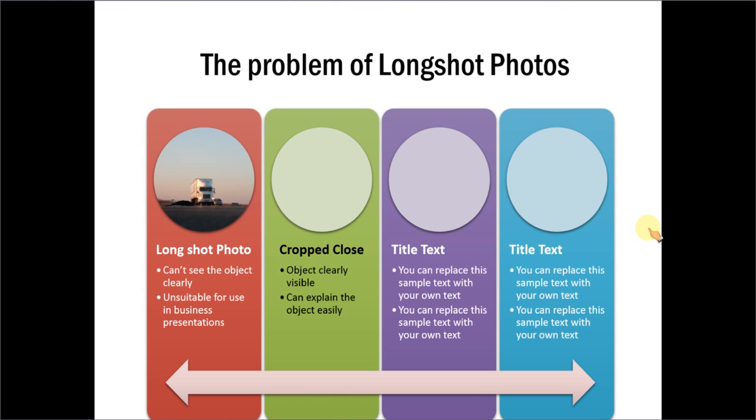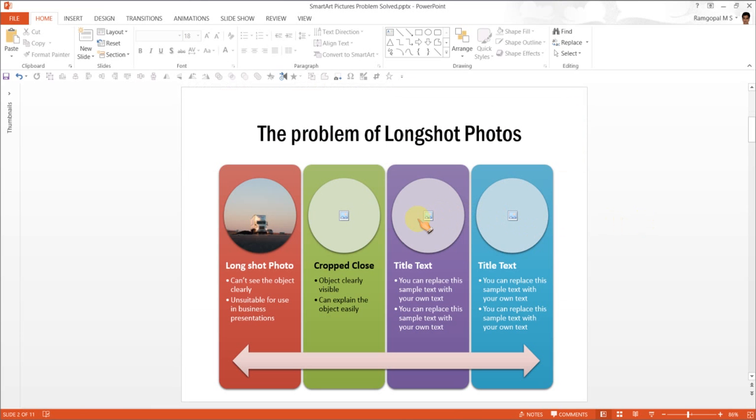Let us take an example of this commonly used picture-based SmartArt diagram called continuous picture list. If you see this diagram, the picture placeholders are circular in shape, and if you were to include a long shot picture into these picture placeholders, you hardly can see the image in these SmartArt diagrams.